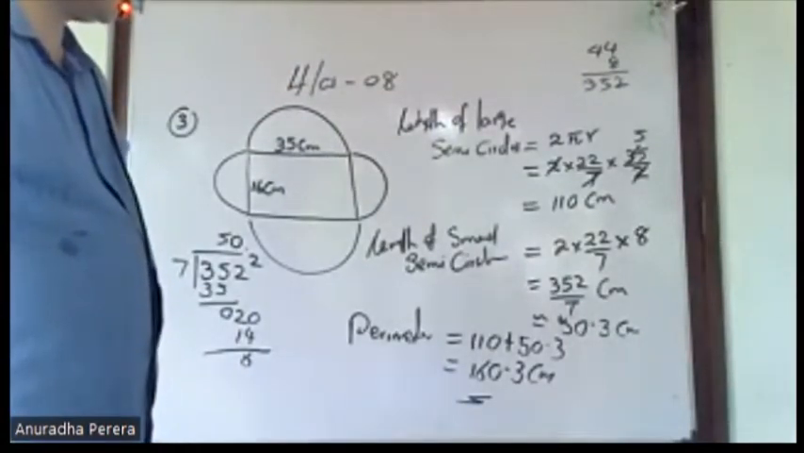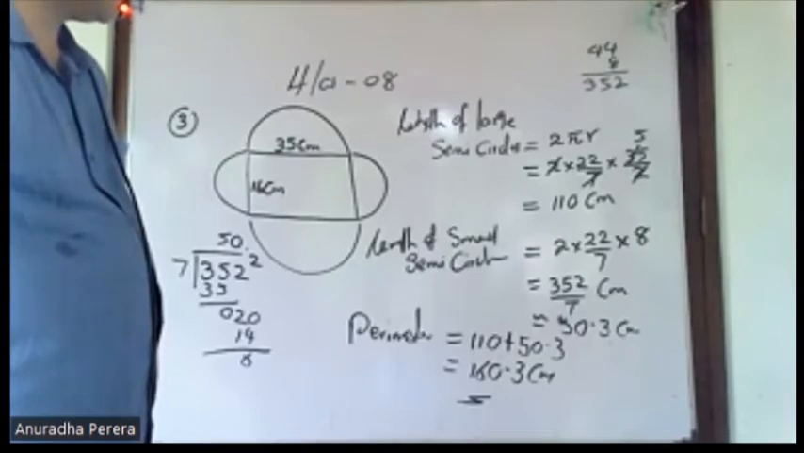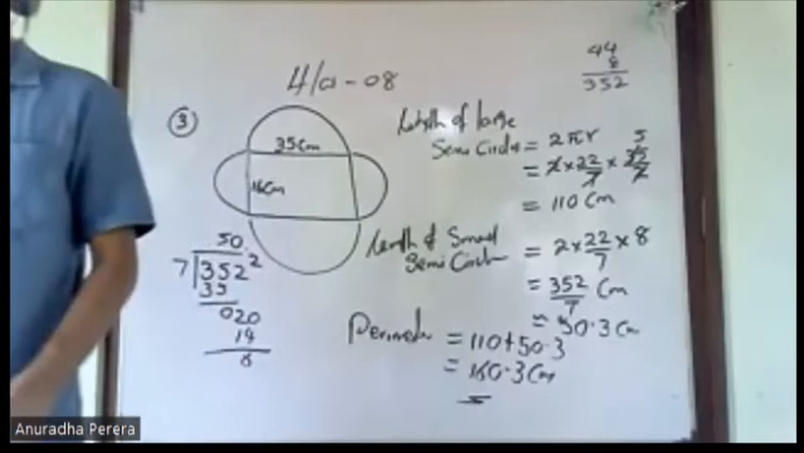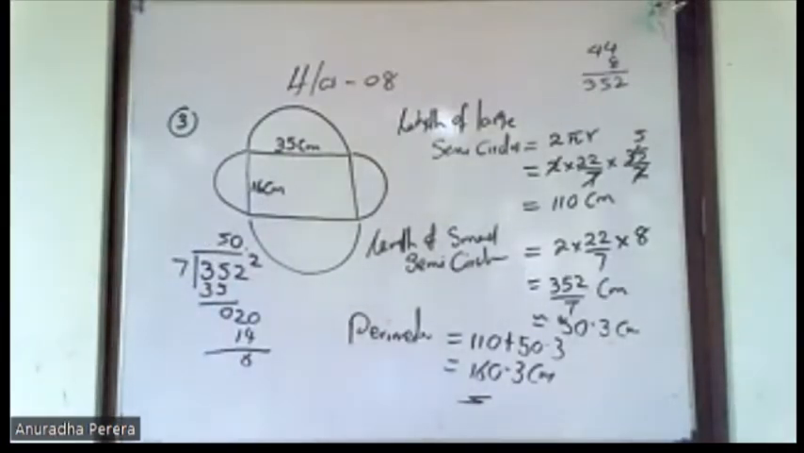What is it if you represent 2 over 7? 160 2 over 7. Yes sir. Yes, correct.